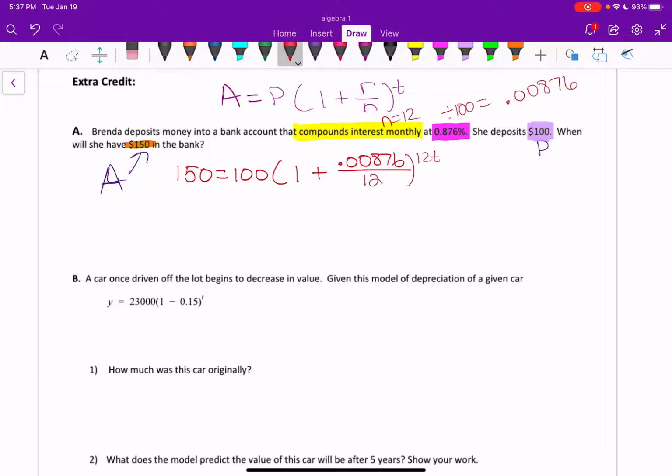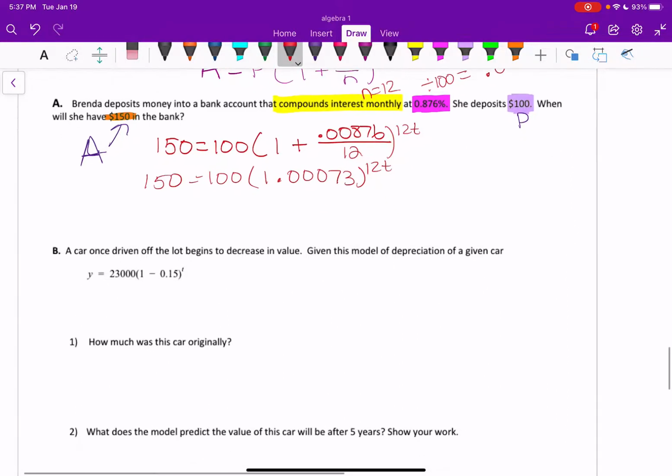I'm going to simplify what's in the parentheses just to make my life a little easier when I put this in the calculator. So 1 plus 0.00876 divided by 12 gives me 1.00073 to the 12t power. What I'm going to do is keep replacing that t. I'm going to run out of room on here. We're going to put in different values for t, and we're trying to get out $150. We're trying to get out A, but we want it to equal 150.